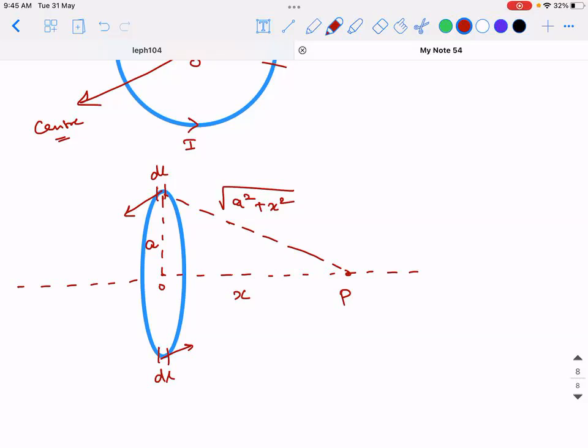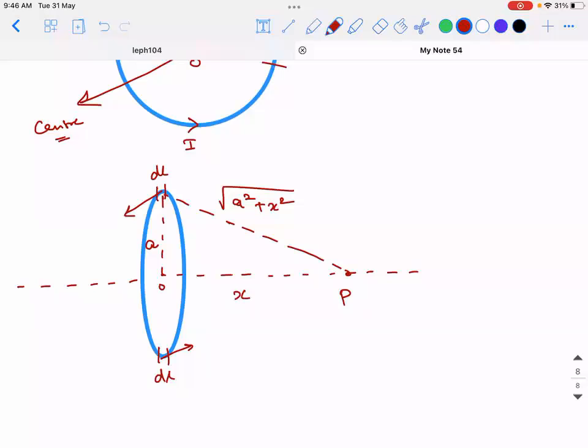Here comes the tricky part. I can solve this only if I am able to find the direction of the magnetic field due to the small current carrying element at point P. That is where the trick starts. Okay, how do we proceed?